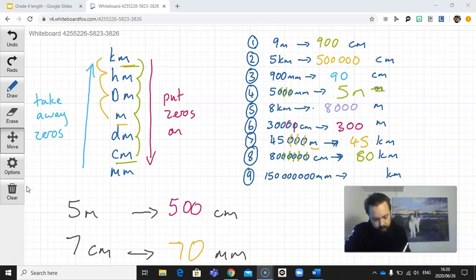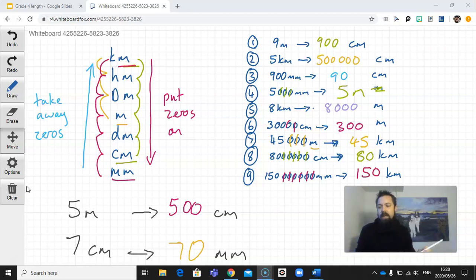Last one, we've got millimeters to kilometers. Millimeters to kilometers, that's 1, 2, 3, 4, 5, 6 jumps. Take away 6 zeros, 1, 2, 3, 4, 5, 6, and we're left with 150 kilometers.